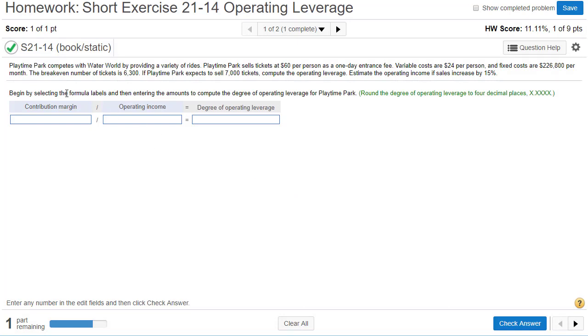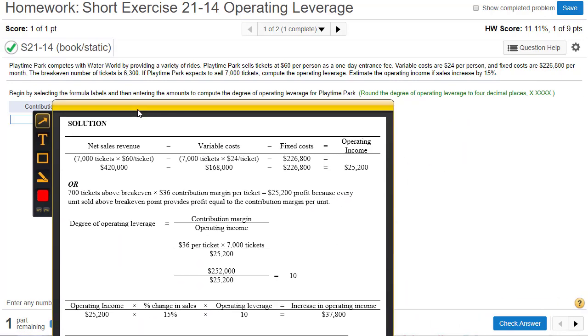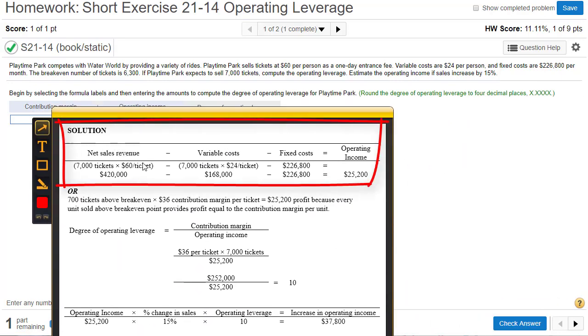So we have to calculate both of these. Operating income is more intuitive, so let's do that one first. So operating income, here's the solution, is simply net sales revenue, and you subtract our two types of costs, variable costs and fixed costs. Gives us our operating income.